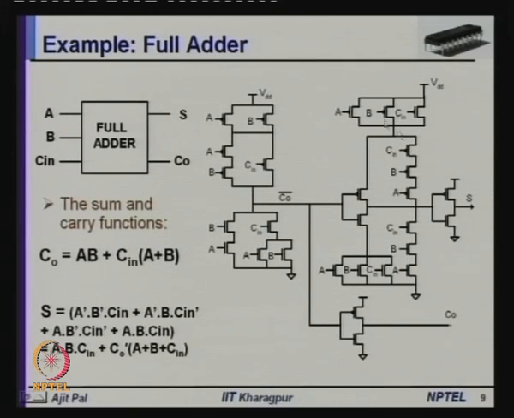So, how many transistors are required to realize a full adder circuit? Here we see 5 plus 5 is 10, and this requires 3 plus 3 is 7 plus 7 is 14 plus 10 is 24, and then the 4 requires 2 inverters. That means you require 28 transistors to realize this full adder cell. So, this is how you can realize a full adder circuit.